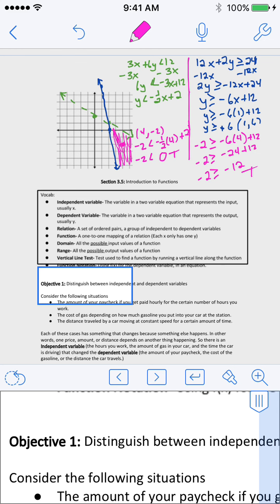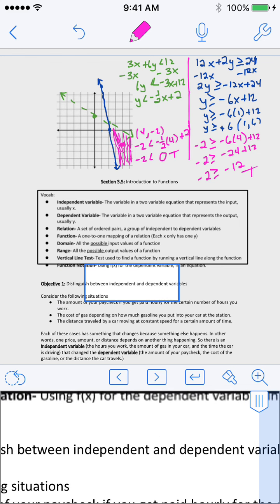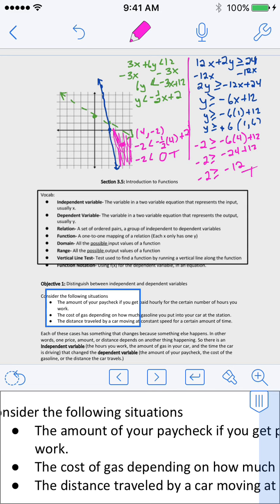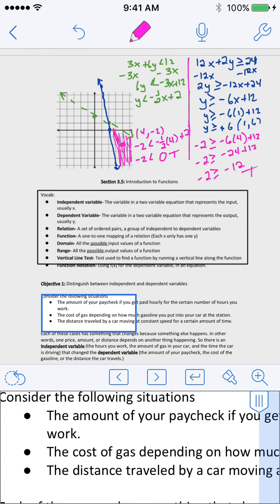So objective number 1, we're going to talk about independent versus dependent variables. And I know that sounds super scary, but they're just x and y. It's the x and y you've used this entire time. So let's consider some real life situations, because that's where you would see a function, and that's where you would start defining the variables to match, right? Alright, so consider the following situations.